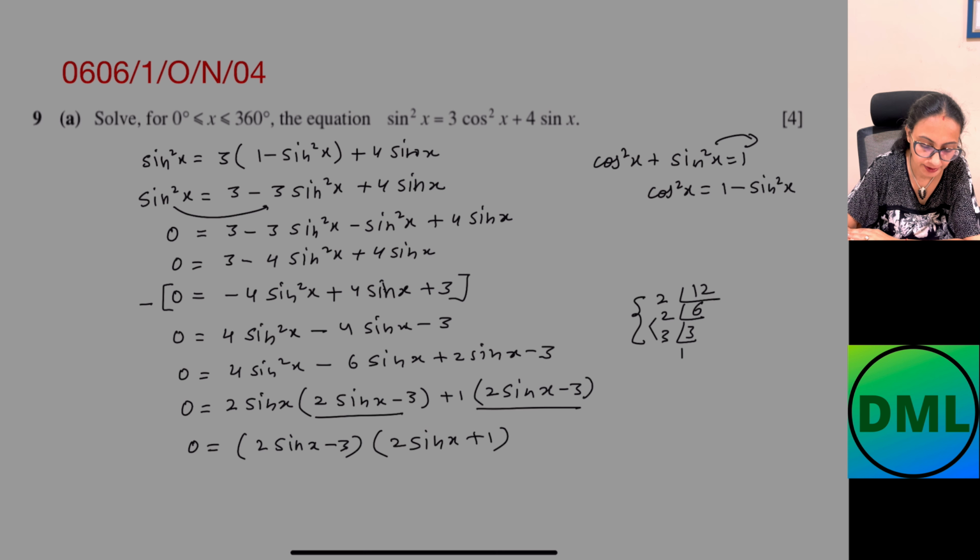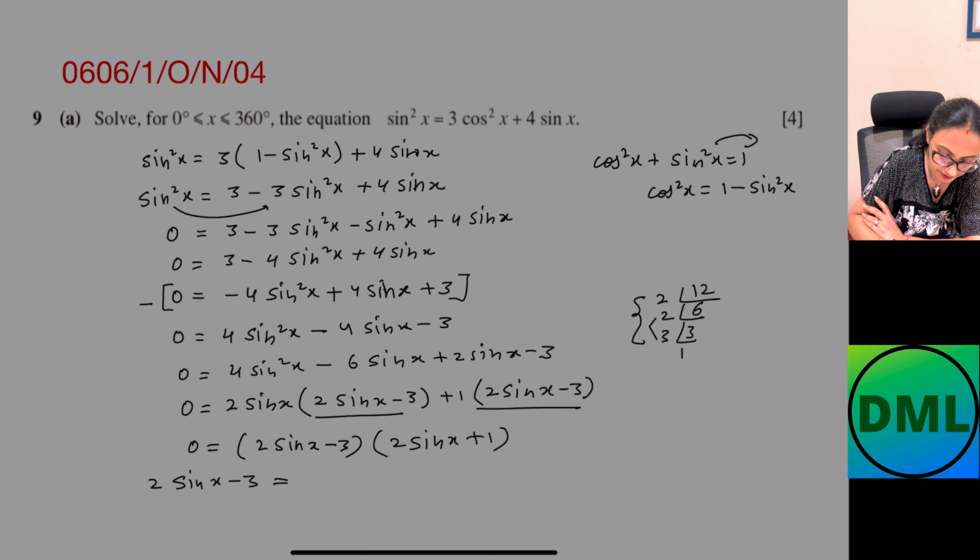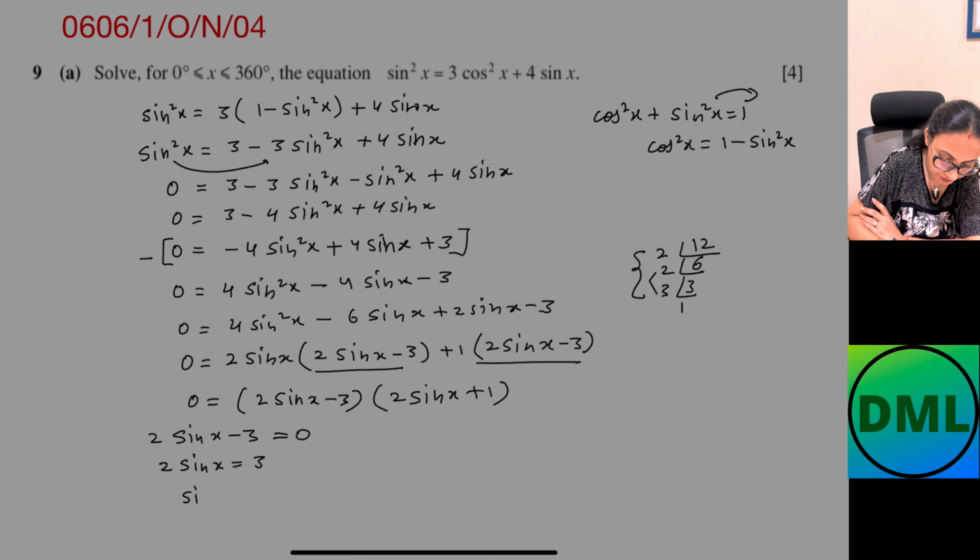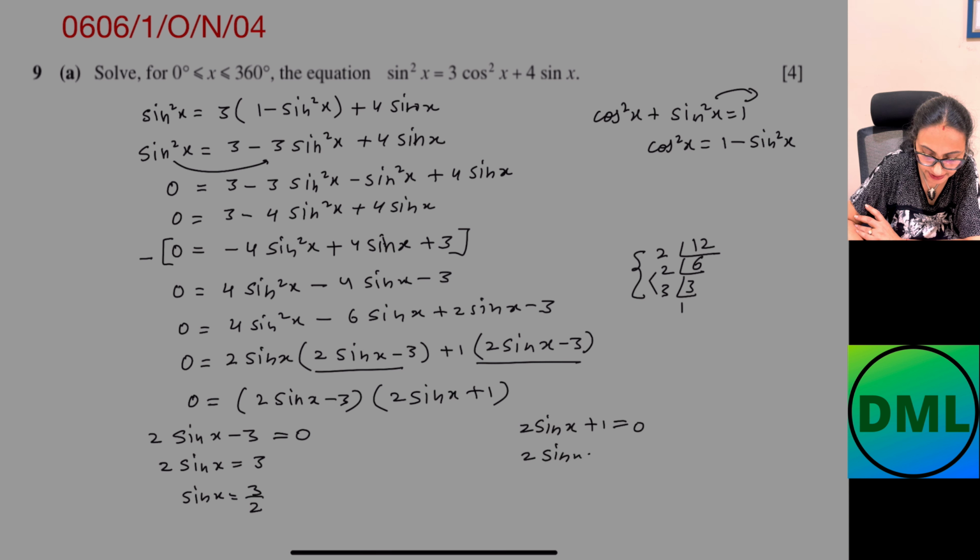These two brackets multiply to 0. That means individually this bracket is also 0 and this bracket is also 0. Let's put this value here. 2 sin x minus 3 is equal to 0. You will get 2 sin x is equal to 3. Sin x will be given by 3 by 2. If I write down 2 sin x plus 1 is equal to 0, 2 sin x is equal to minus 1, sin x will be given by minus half.